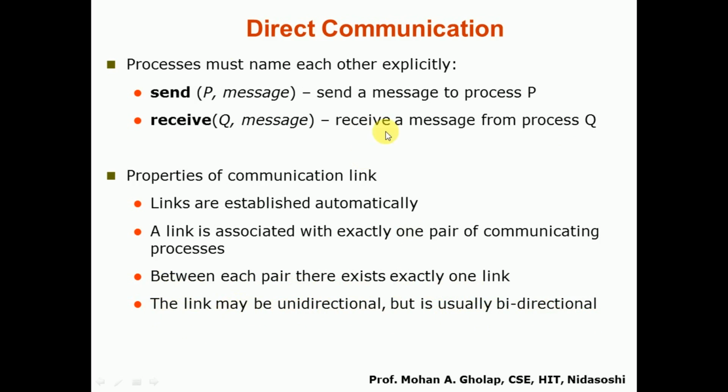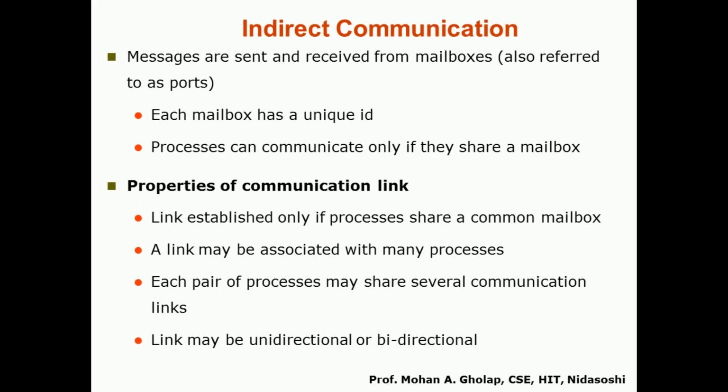Unidirectional means what? Here we saw that the process P wants to send a message to Q, so the only direction of transmission is P to Q, but sometimes Q may also want to send a message to P, so that's why it may be unidirectional, or most of the time it will be bidirectional. So this is about direct communication. After this we have indirect communication.